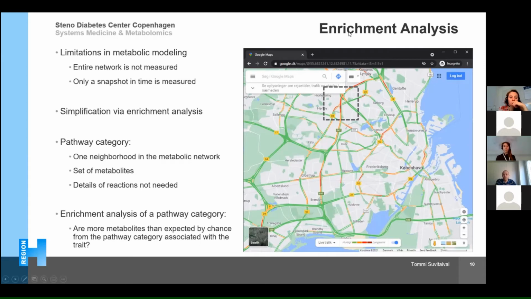And this is an example of a pathway category. We have a neighborhood in the map where we see more red than what we expect on the whole map. So we can infer that there's something going on here. There's an enrichment of traffic. That's essentially what we are doing in omics. When we do enrichment analysis, we look at the different parts of the network and find out, is there something unexpected happening?